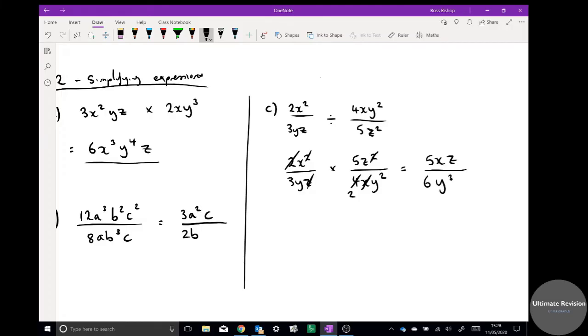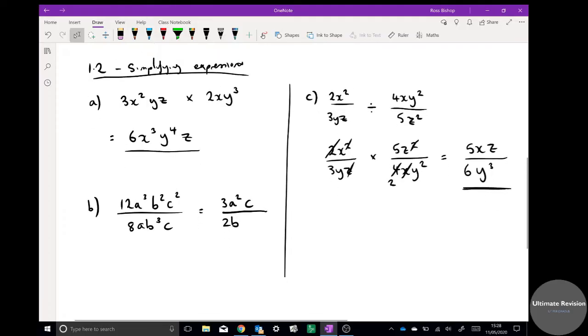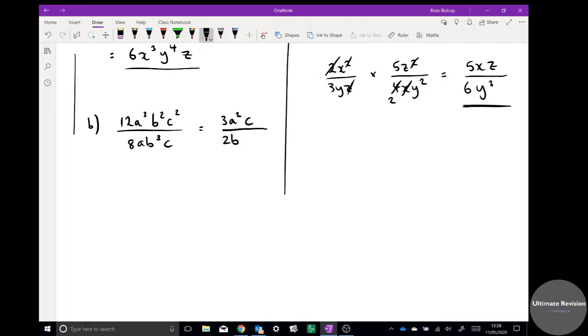And then I just double check, can I cross cancel anything else? No, I can't, so that's my answer. Simplifying algebraic fractions. Okay, that's section 2. Okay, done. And I've got some more questions for you.